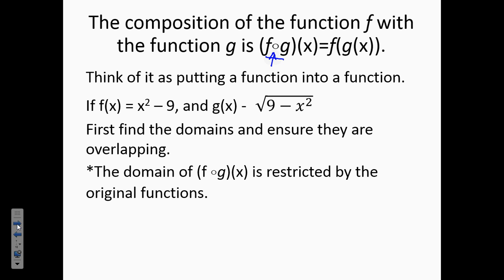And what that is saying is that you take g of x, and everywhere you have an x in f, you plug in g of x. It's like putting a function into a function, substituting that function into x in the other function. Because g of x is this guy, and then we're composing it, we're putting it in place of any x's that we have in f. Okay.